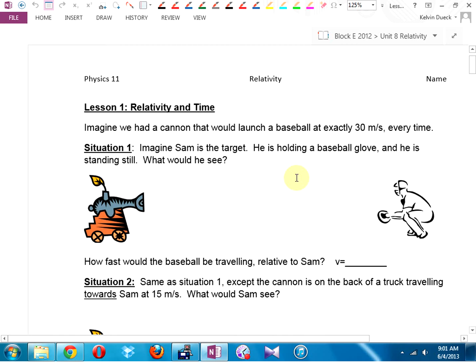Situation 1. Imagine that Sam is the target and he is holding a baseball glove and he's standing still. What would he see? Boom. He would see the baseball coming towards him. Yes? How fast would he see the baseball coming towards him? How fast would the baseball be traveling relative to Sam? Well, 30 meters per second. Nothing terribly profound there.